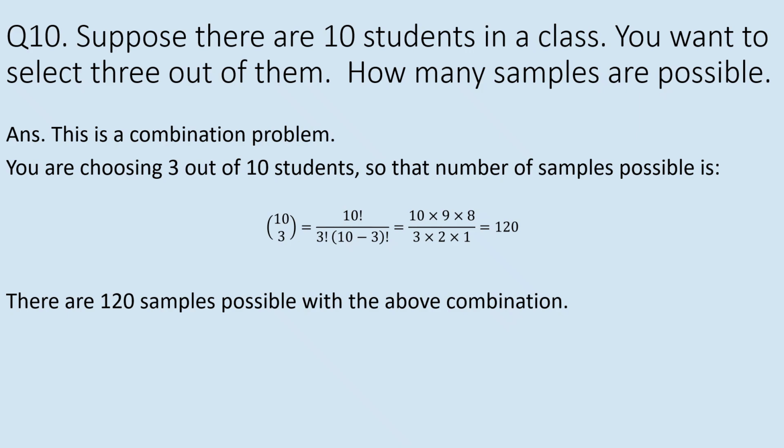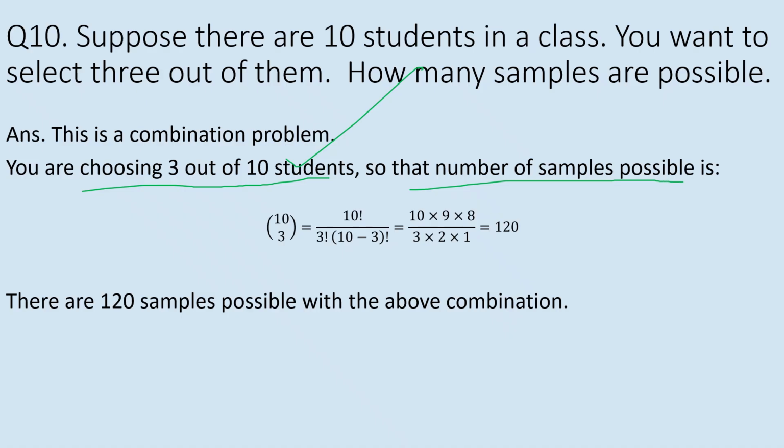Now question number 10 says, suppose there are 10 students in a class. You want to select 3 out of them. How many samples are possible? So here we can see that this is a combination problem. How will we solve it? You are choosing 3 out of 10 students, so the number of samples possible is 10C3.